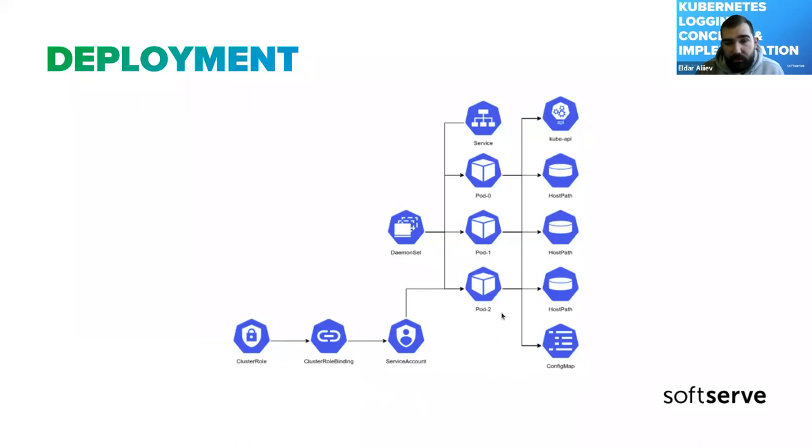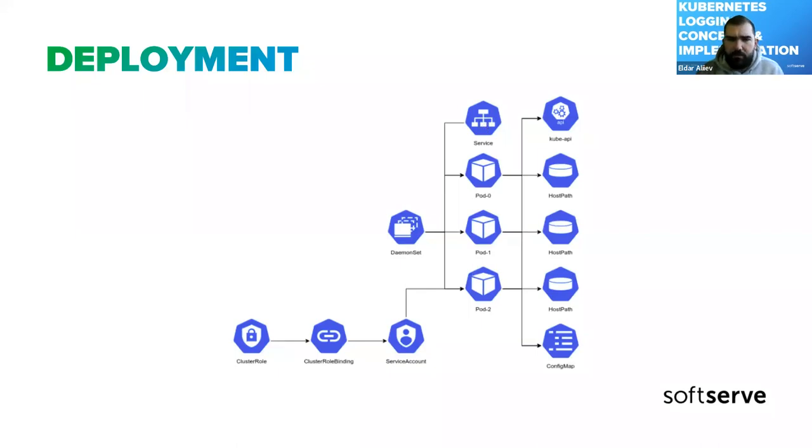The configuration for FluentBit that we will create, we will put in a config map. Instead of building a specific image with our configuration, we'll just mount it with the config map. And also, to set up the monitoring, we will expose the metrics endpoint of FluentBit with a Kubernetes service.